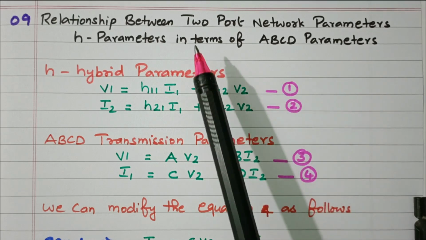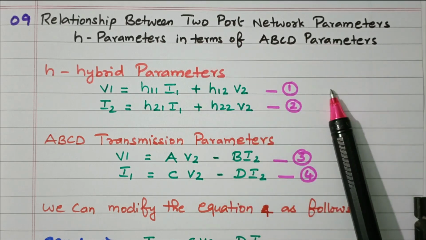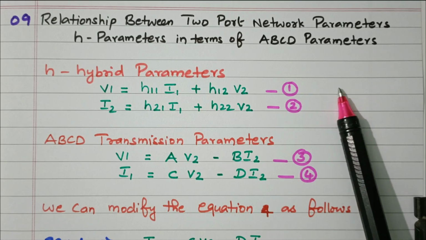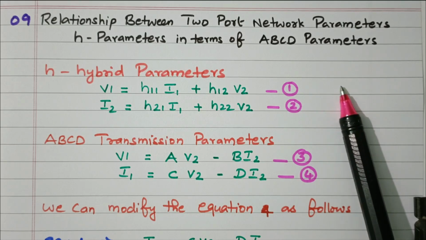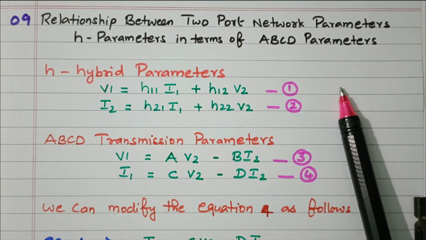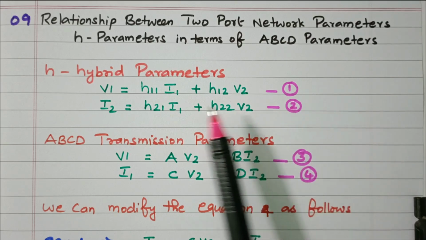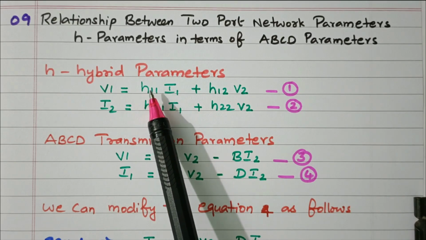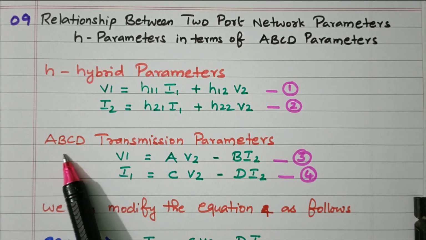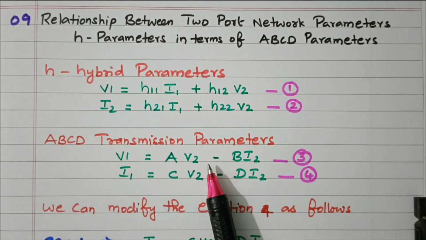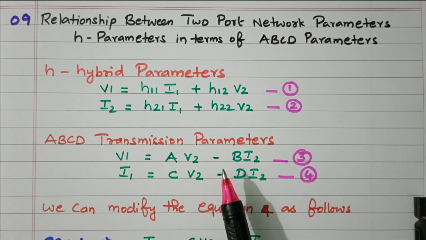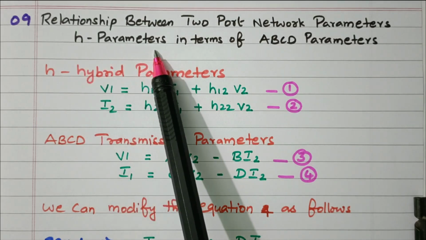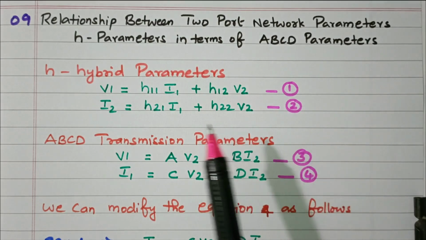Now we'll go to the topic. Two-port network parameters. There are four types of two-port network parameters available. First one is the Z parameter, the open circuit impedance parameter. Then the Y parameter, the short circuit admittance parameter. The third one is the hybrid parameter, a combination of the first and second, impedance and admittance parameters. The fourth one is the ABCD transmission parameters. A separate video is available for these four parameters. So in this video we are going to see how we express the H parameter in terms of ABCD parameters.